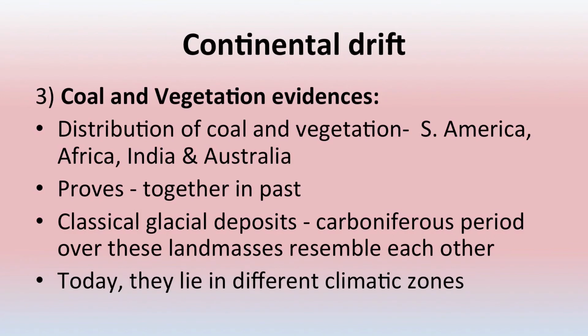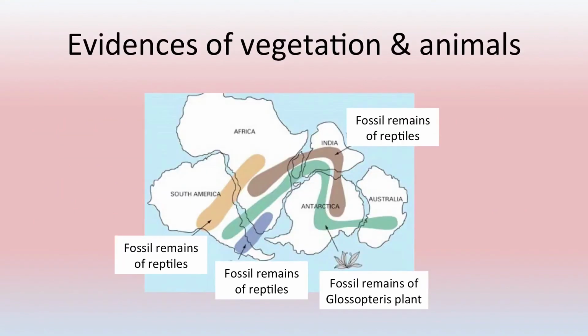Classical glacial deposits, like those of the Carboniferous period, over these land masses resemble each other, though today they lie in different climatic zones. You can see that vegetative and animal remains found in these continents are similar. Fossil remains can also be found similar in these continents. So it shows that maybe they were together in the past.